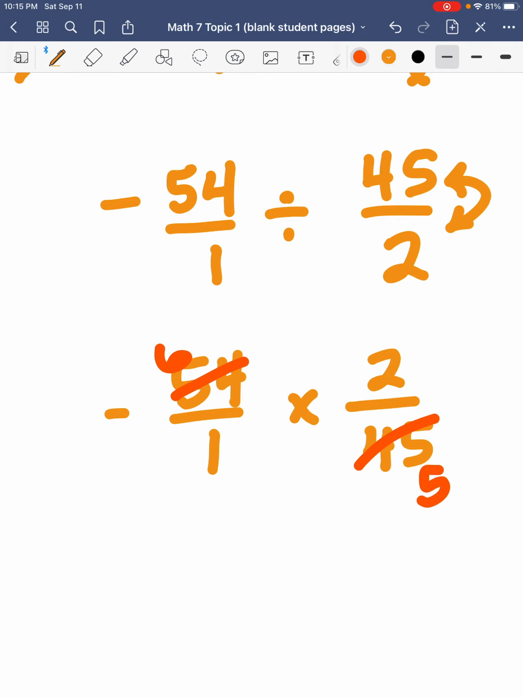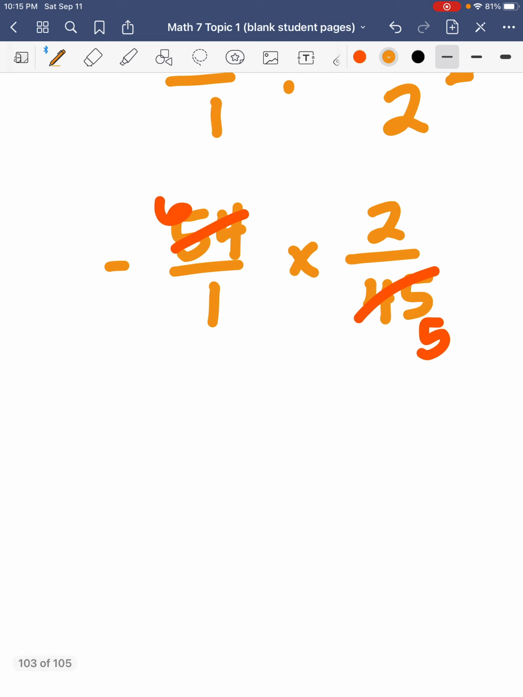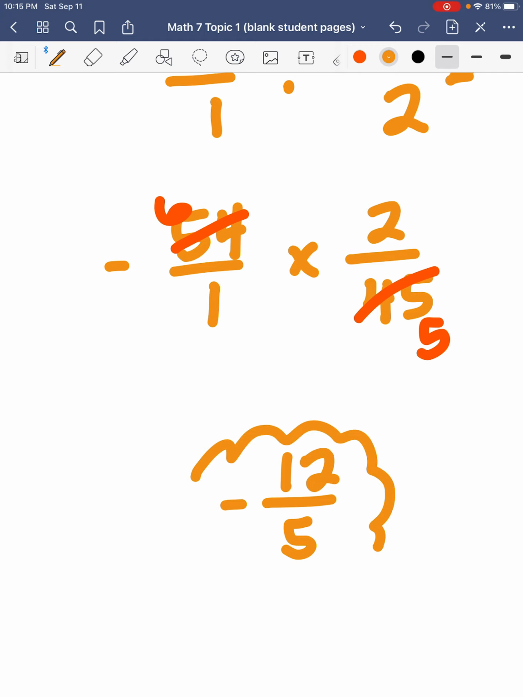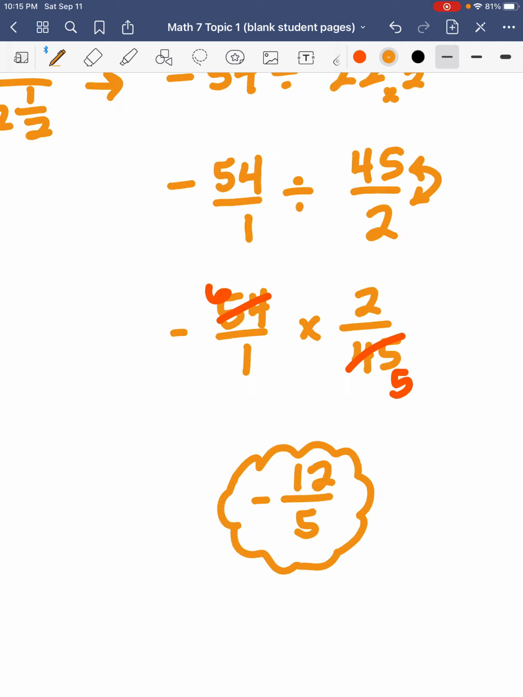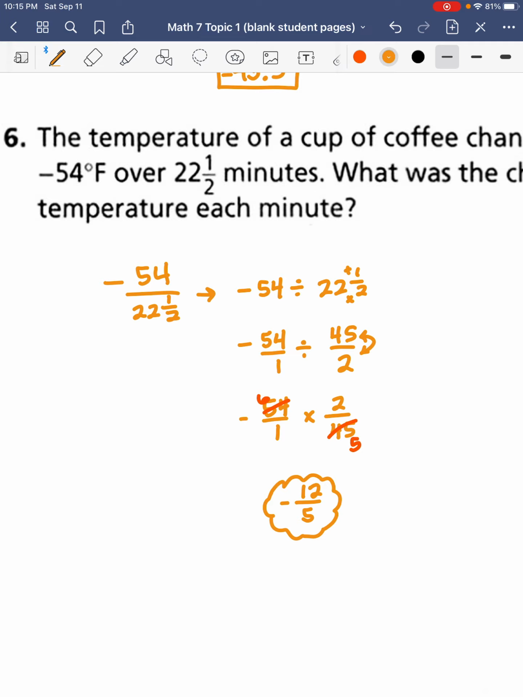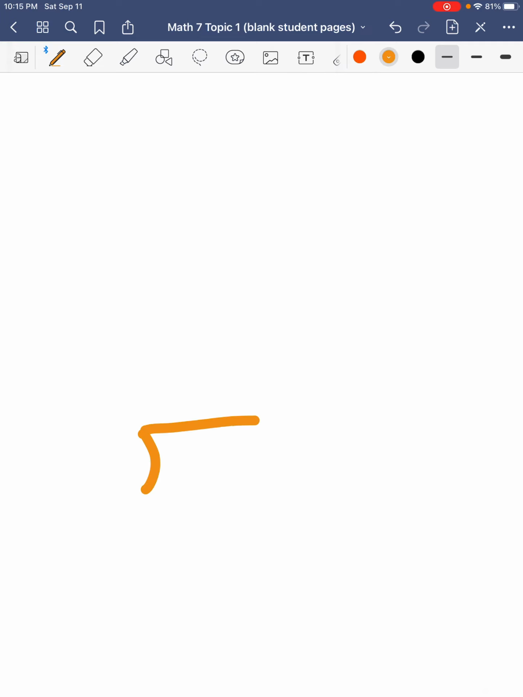So now that we've reduced, we're ready to multiply. We know that 6 times 2 is 12, and then 1 times 5 is 5, and it should be negative because they had different signs. So negative 12 over 5 is the change in just 1 minute. Now, this right here is an improper fraction. Let's see if we can write this as either a mixed number or as a decimal. Well, the way I'm going to do that is with long division. So 12 goes on the inside, 5 on the outside.